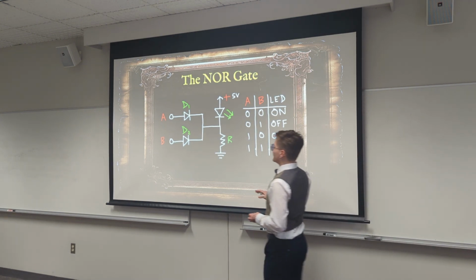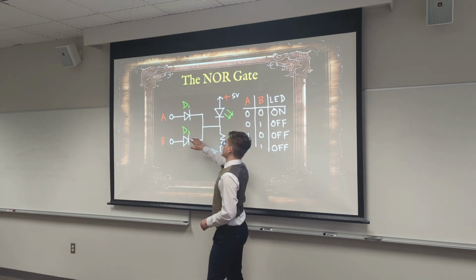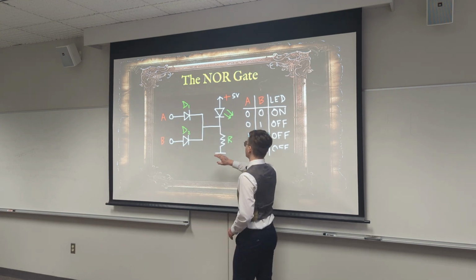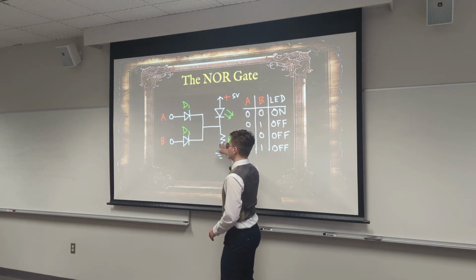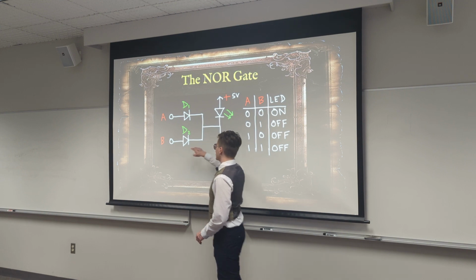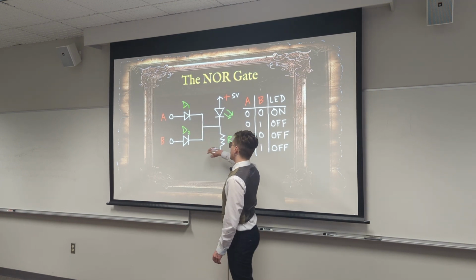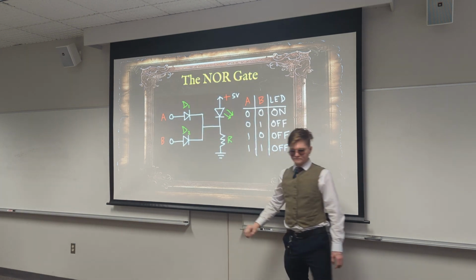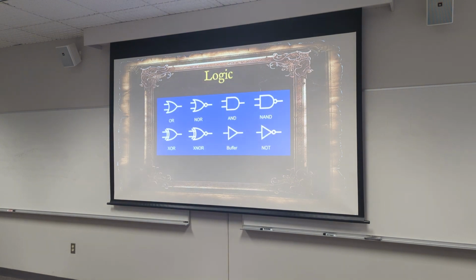I didn't go too into detail of how this works, but essentially, if A is on, then R will have no voltage. If B is on, R will have no voltage, and if either of them are on, R will have no voltage. And by rearranging that in many different ways, we can get any one of those previous gates.